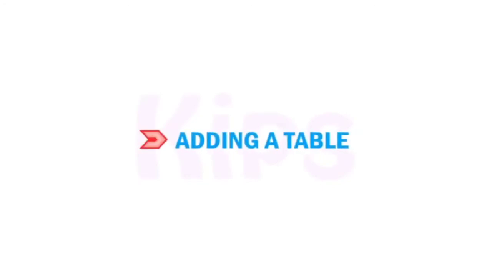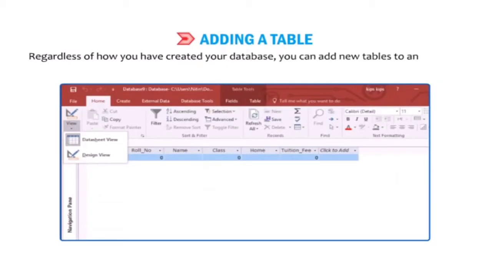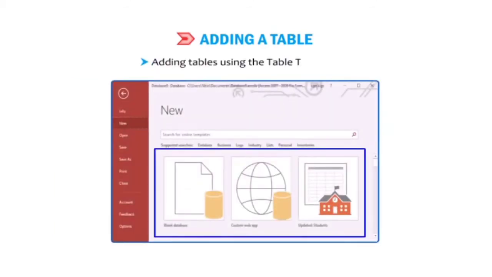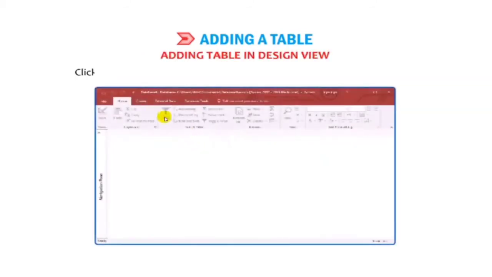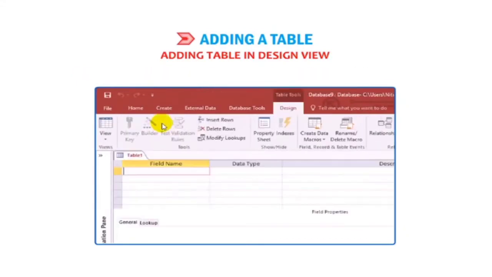Okay, now let us understand how to add a table. Regardless of how you have created your database, you can add new tables to an existing database in various ways. These are adding tables in the Design View, adding tables in the Datasheet View, and adding tables using the table templates. Adding a table in Design View. Click on the Table Design button on the Create tab in the Tables group.